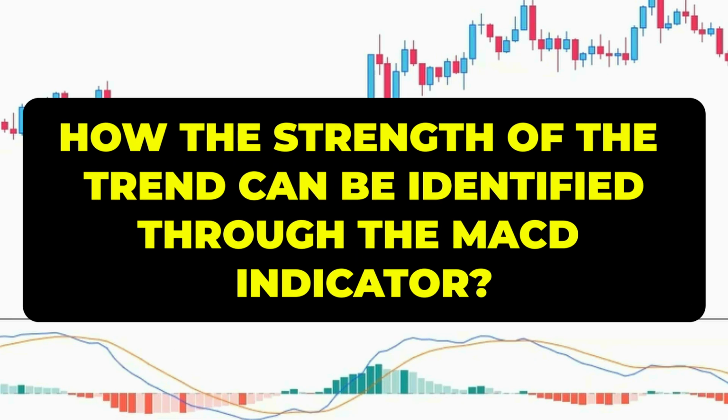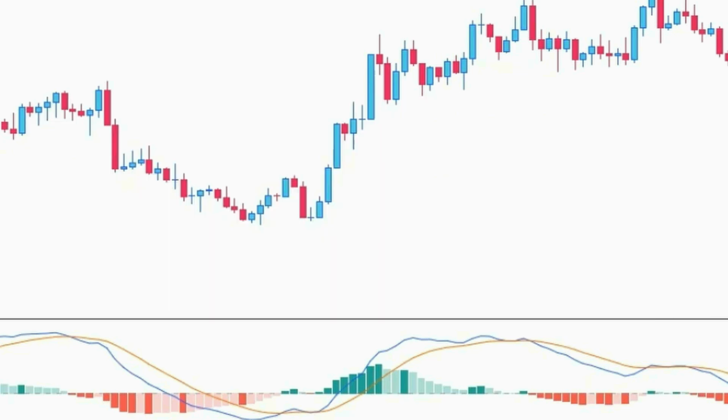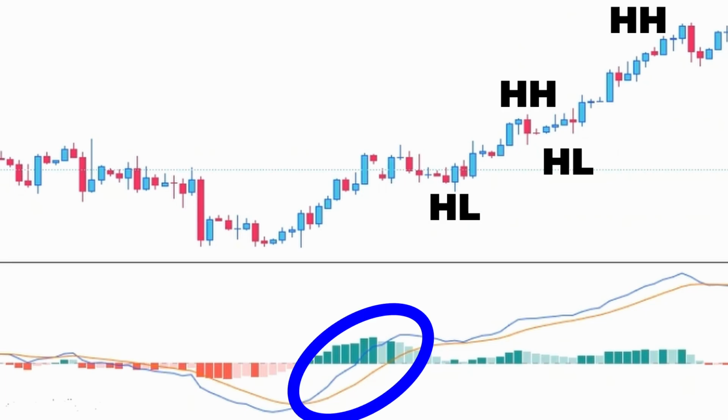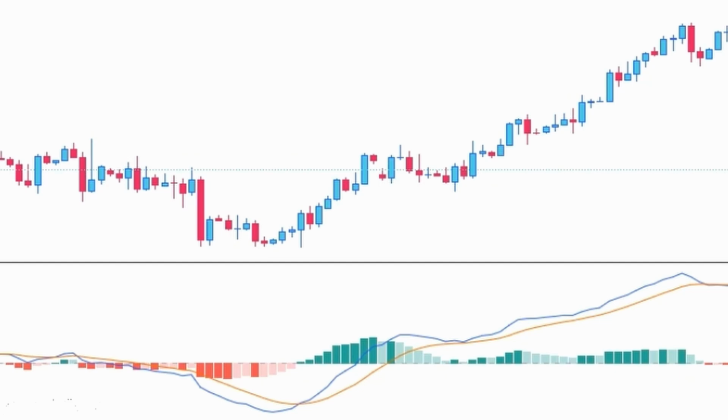Now let us see how the strength of the trend can be identified with the MACD indicator. So, here we have the chart of the market where the price is making higher highs and higher lows. As there was a huge gap between the MACD line and the signal line, the size of the histogram became bigger. This indicates that there is a strong bullish momentum in the market currently.